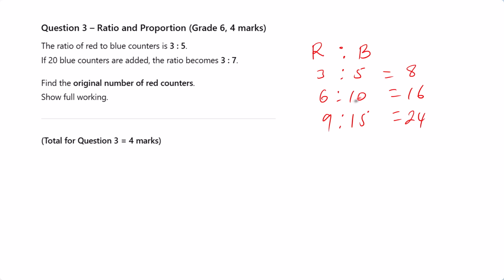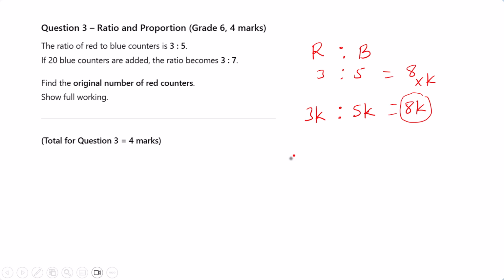But you notice what I've done here: I've just multiplied this one by 2, and this one by 3. So what we are saying is that the actual number of counters you have will be a multiple of 8. So I'm going to multiply by a number. Let me call it k. If I multiply by k, I will have 3k red and 5k blue. So the 8k is the actual total number of counters I have.